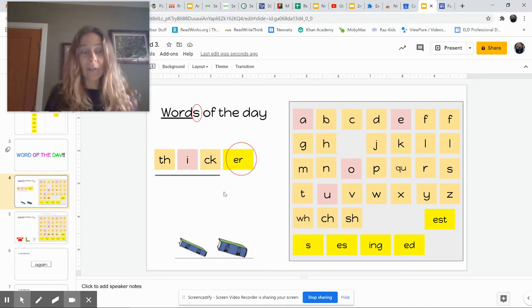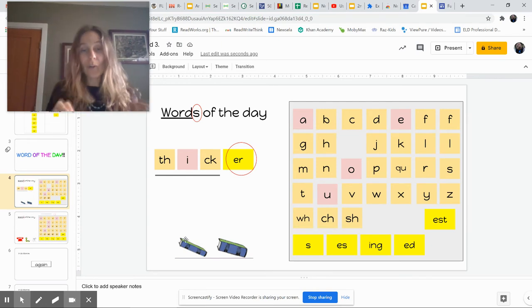Remember, the ER suffix means that you're comparing two things. So I have two books down here, 1, 2. And can you tell, is one of them thicker than the other one? If you said this one, you are right. This book is thicker than this book. So it's got more pages, it's thicker. It's kind of like fatter, right? Kind of similar. So thicker and thinner.